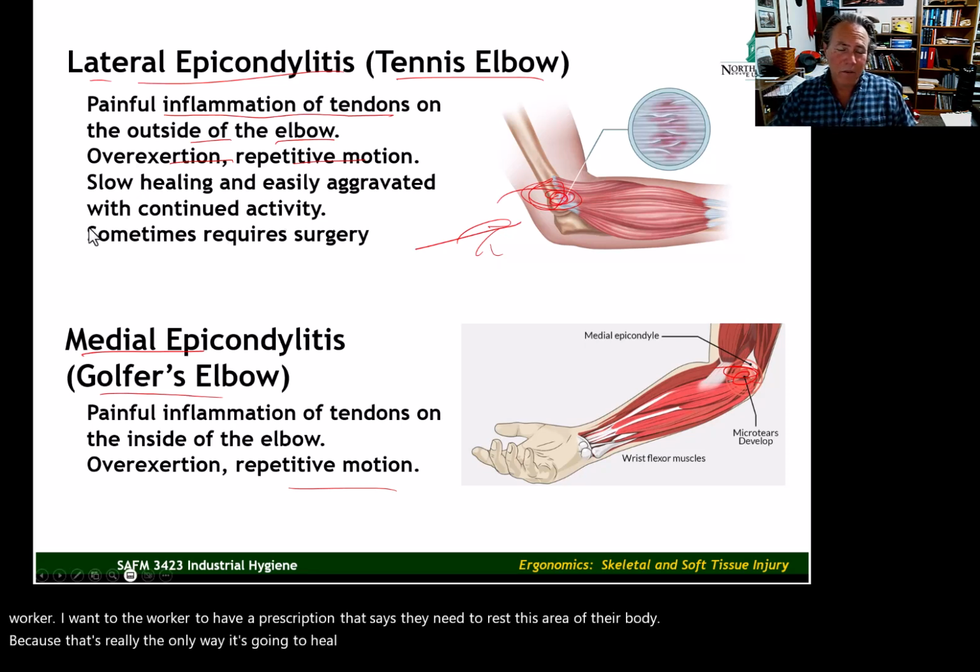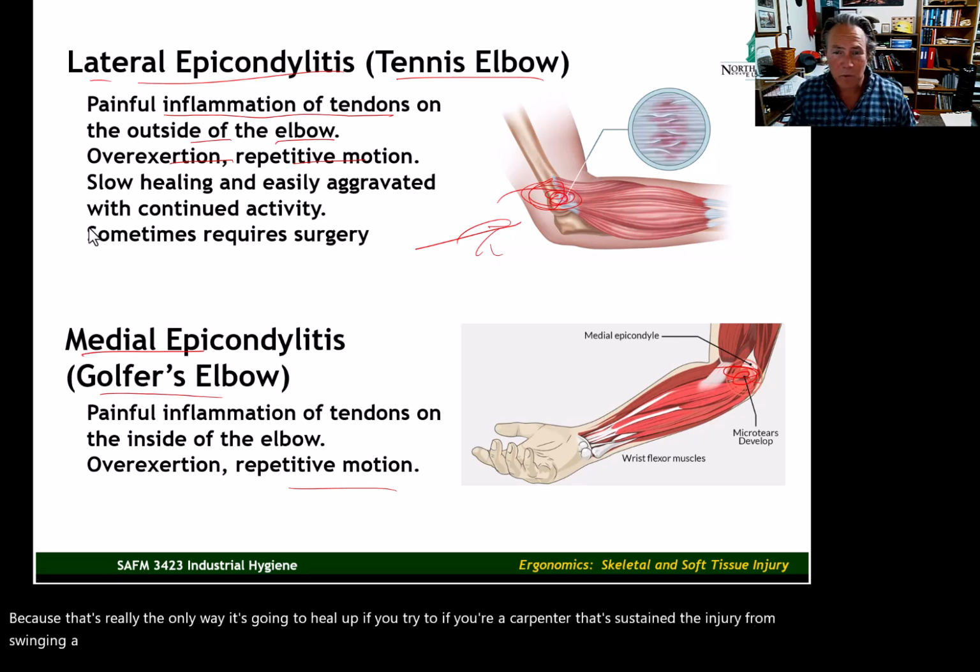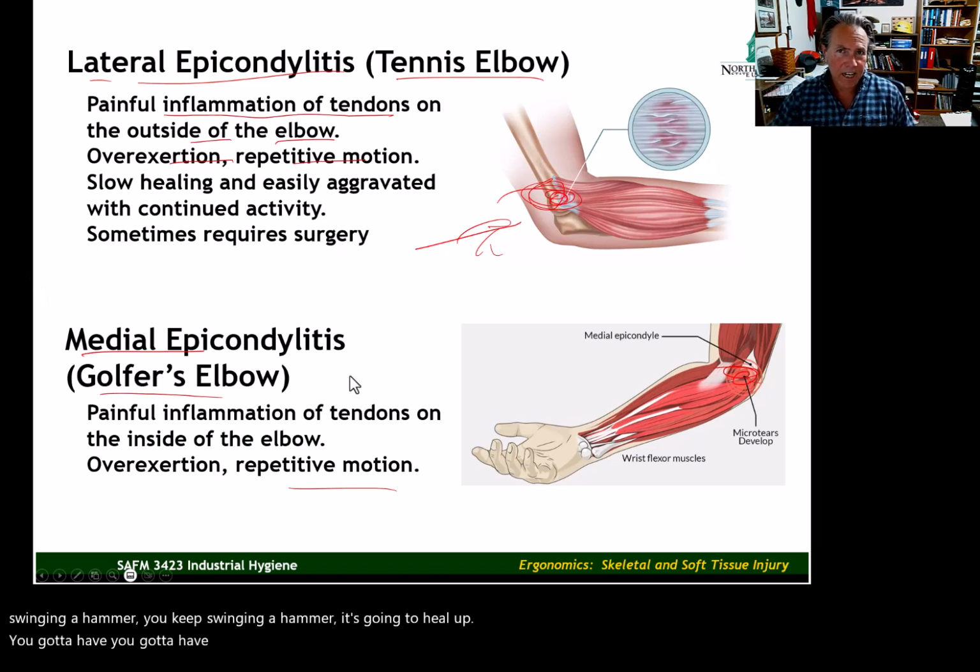If you're a carpenter that's sustained the injury from swinging a hammer, you keep swinging a hammer, it's never going to heal up. You've got to have that recovery time, the healing time.